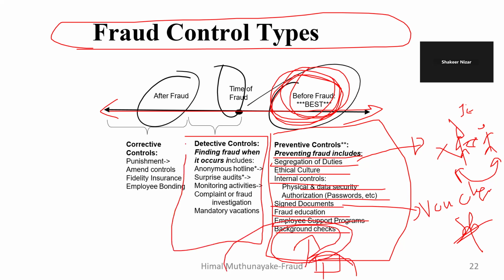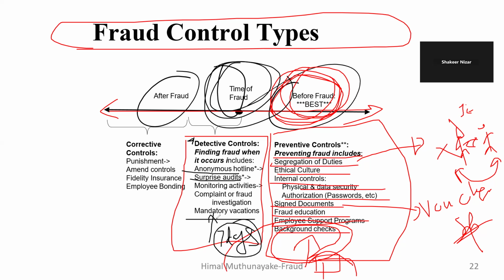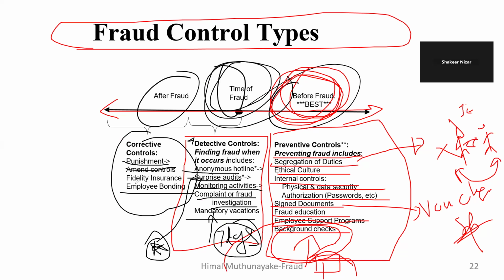Detective controls. What are the detective controls? There are some detective controls as well, at the time of fraud: an anonymous hotline, surprise audits, surprise cash counts, mandatory vacation, 7 days leave. In BOC, there are 7 days leave for executives. Complaints of fraud investigation, monitoring activities. Always surprise audits, it is the best way. Cash count, petty cash count, surprise. Corrective means punishment, amended control, employee bonding, fidelity insurance. Those are there.